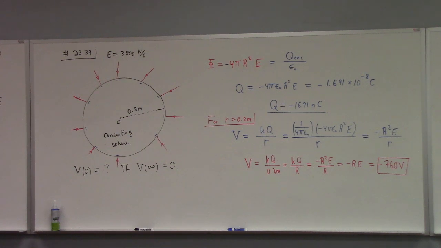Let's see, so that was number 39 of chapter 23. So what did we get? Minus 760 volts. Woohoo!